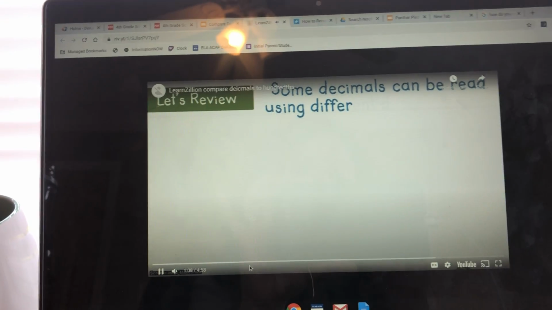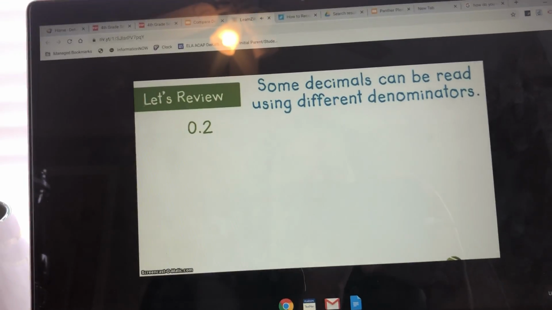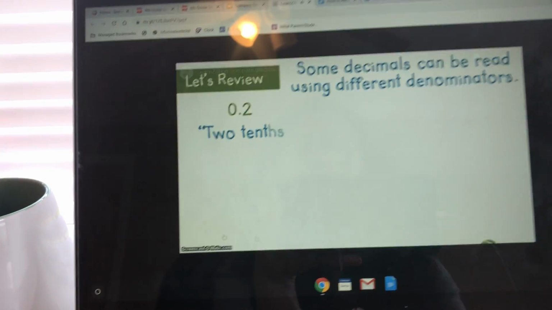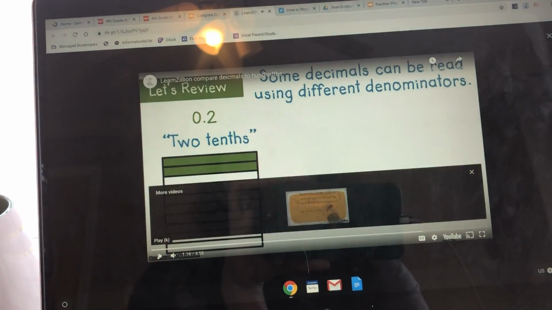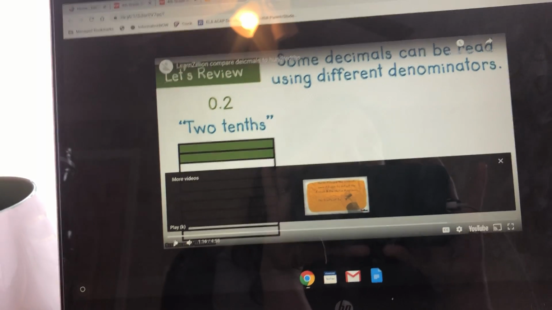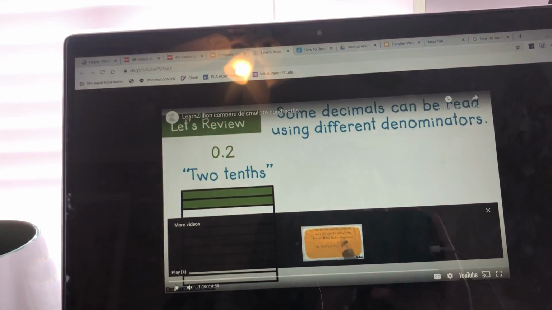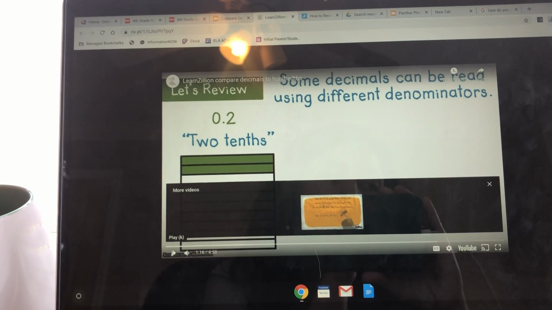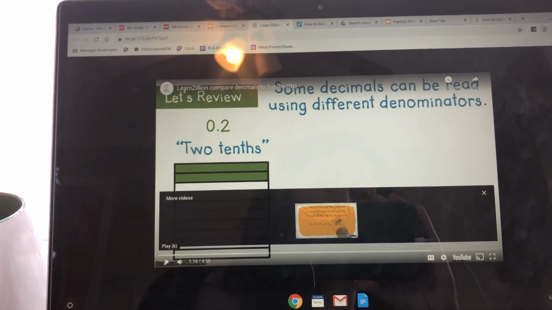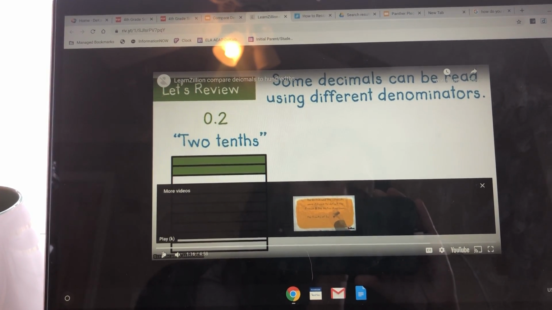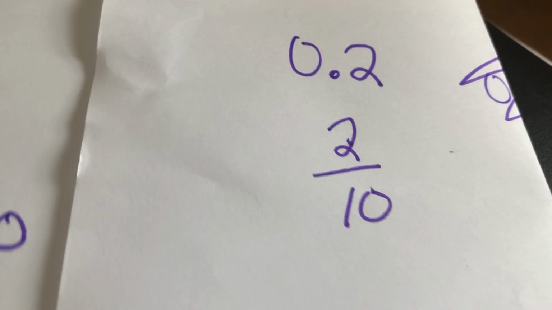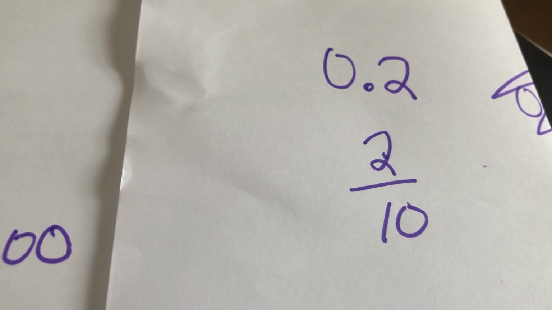Some decimals can be read using different denominators. Let's take 0.2 for example. One way to read this is 2/10. Think in your head or write down what fraction. How would we write 2/10 as a fraction? You should write 2 over 10, 2/10.